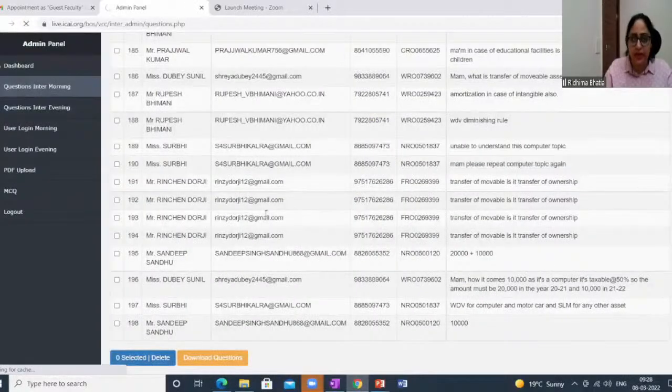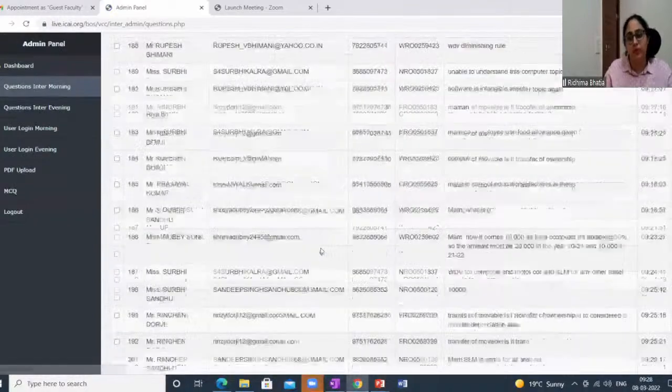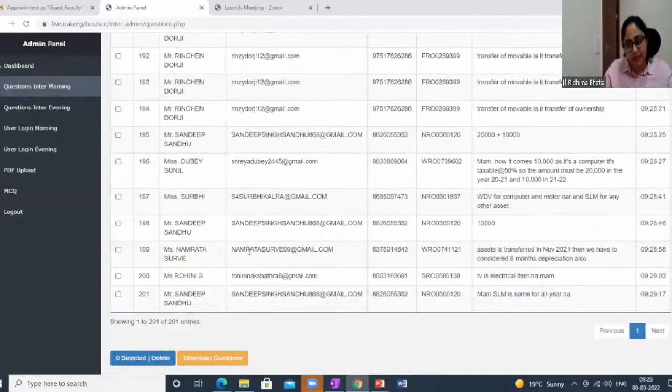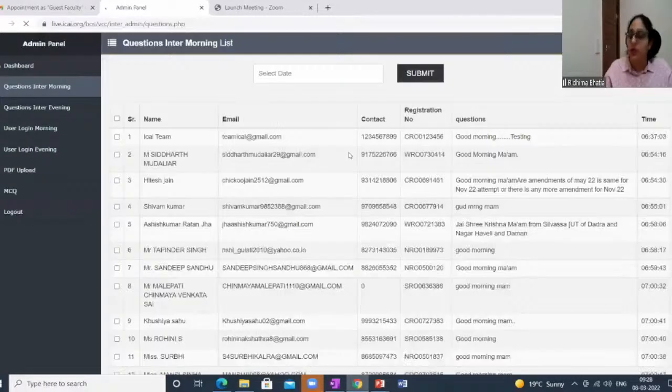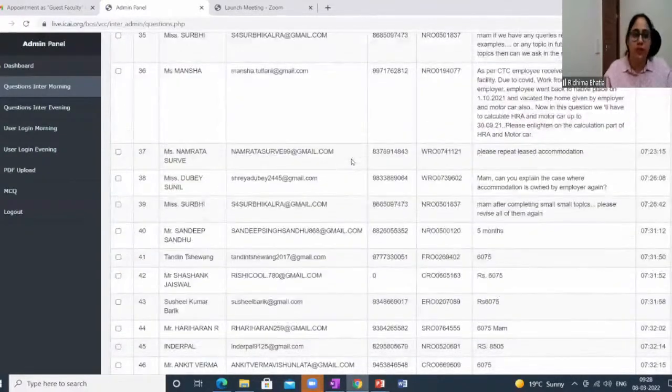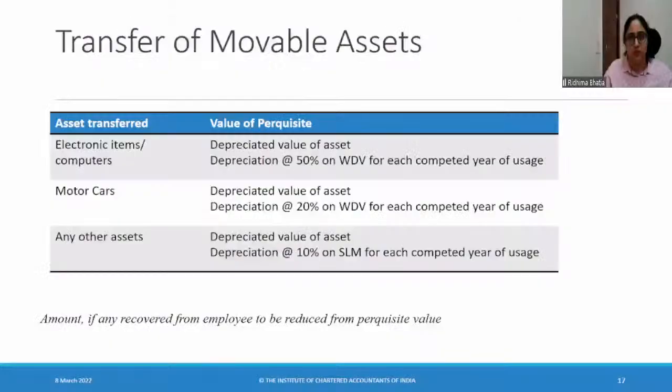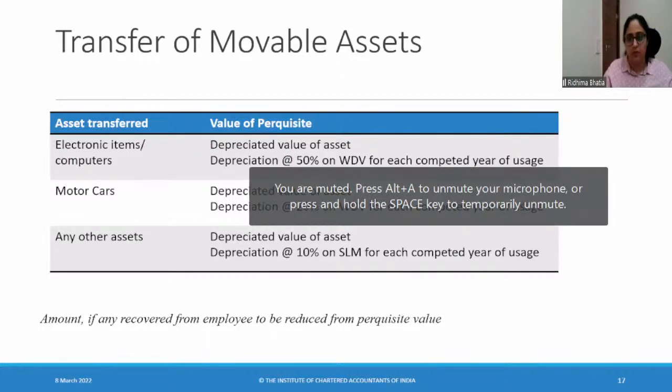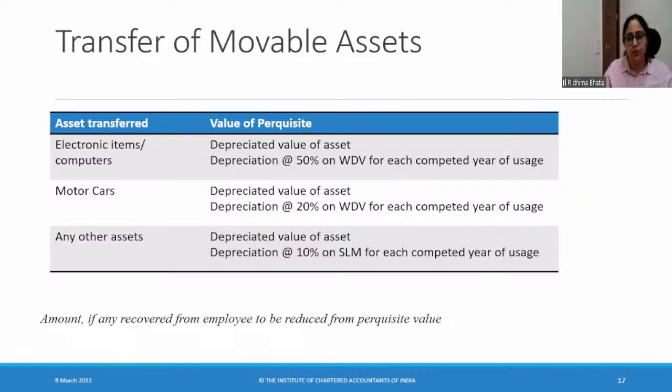Clear? Any doubt? This question can come for transferring of asset, and anything recovered would be reduced. SLM is the same for all years. TV is an electric item. It is an asset, not an issue. Even if the asset is transferred in March 2022, then also the value would be taken at the beginning of the year. So for April to June, the depreciation would not be considered.